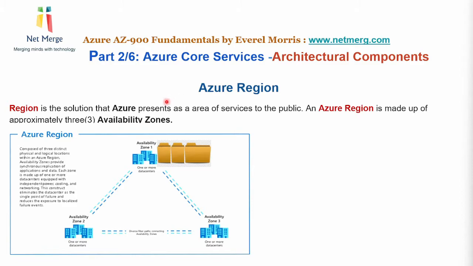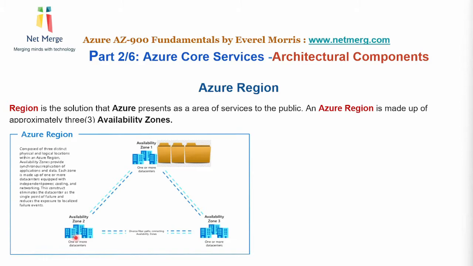And I'll talk about that area of service again further down. Now, an Azure region is made up of approximately three availability zones. And an availability zone, again, remember, is a data center. Each availability zone or data center is strategically placed. They're not just placed wherever there's land available or there are buildings available that Microsoft could use.